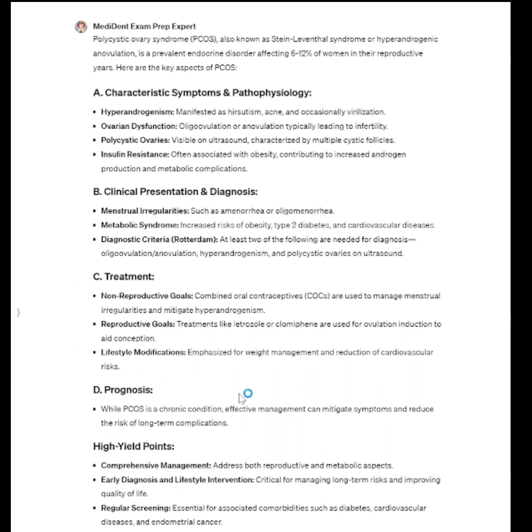Regular screening, essential for associated comorbidities such as diabetes, cardiovascular diseases, and endometrial cancer. Understanding and managing PCOS requires a multifaceted approach, focusing on both symptom control and the prevention of associated health issues.